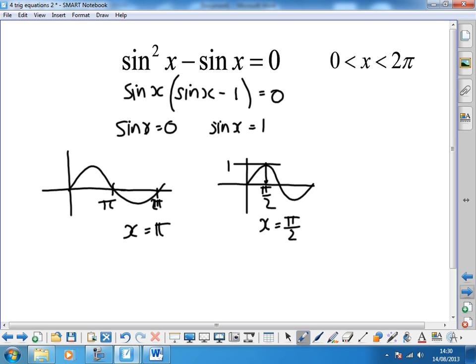Yeah, because we weren't allowed to be 0 or 2 pi. No. Because it's strict inequalities there. So just the ones in between. So pi and pi by 2. Excellent. Let's try the next one.